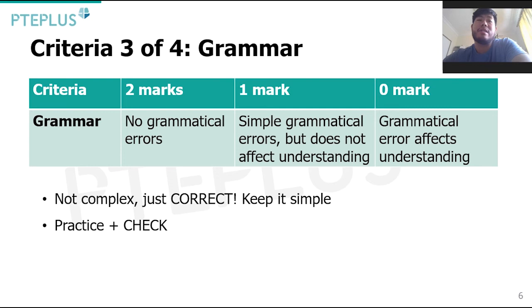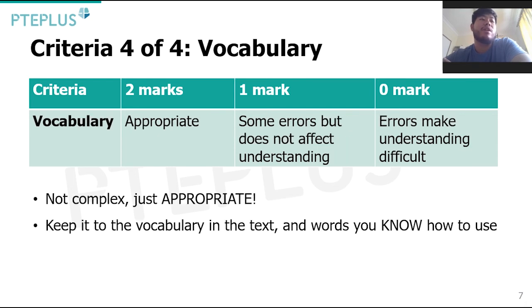Our third criteria is grammar. In grammar here, what we have is 2 marks when you have 0 grammatical errors, 1 mark for some simple grammatical errors but does not affect the understanding of the text, and 0 marks for grammatical errors affecting the understanding of the text. So this is not complex, just make sure to have correct grammar. You don't have to use the most complex or difficult grammar, you don't have to have the hardest sentences, so keeping it simple will help you here. And we'll also talk about practice and checking in order to make sure that we have a high rate of correct grammar use. The final criteria is vocabulary.